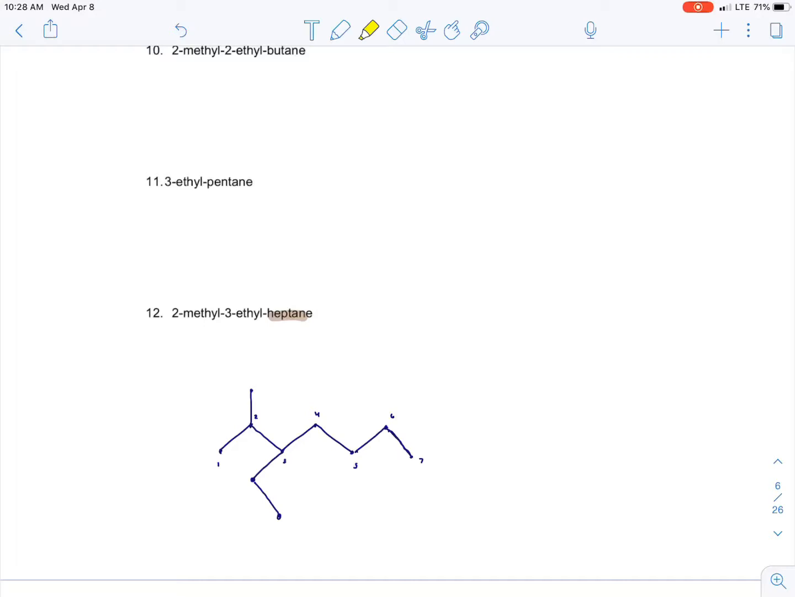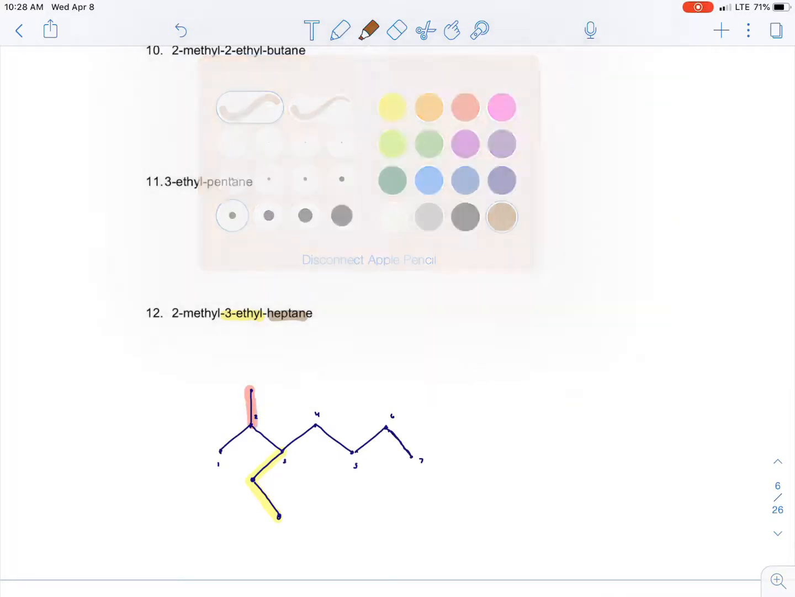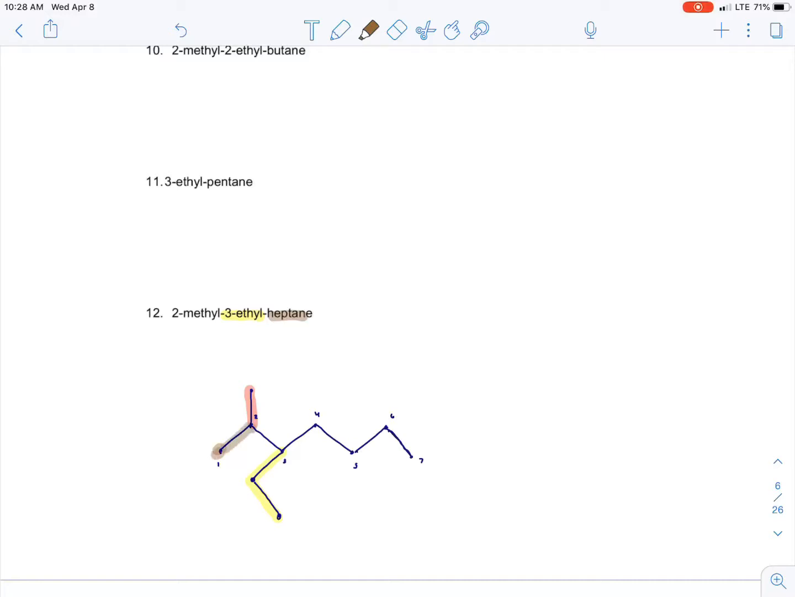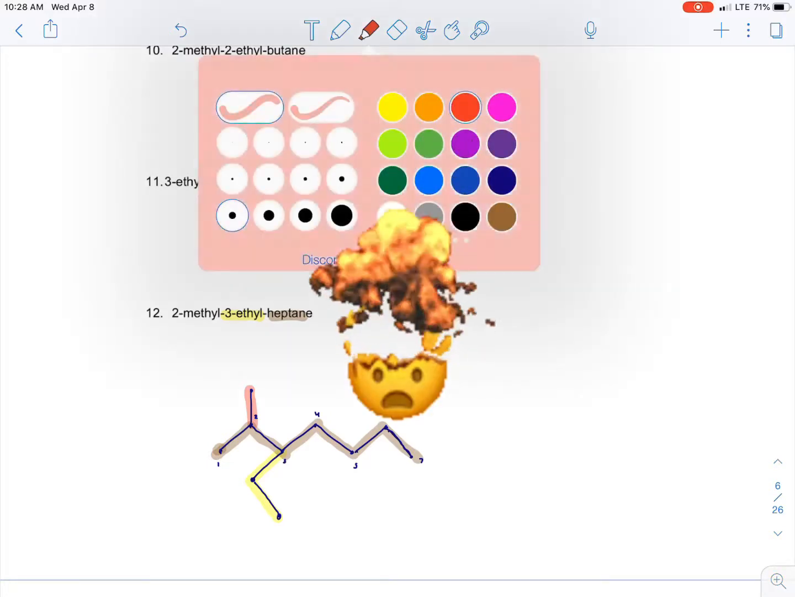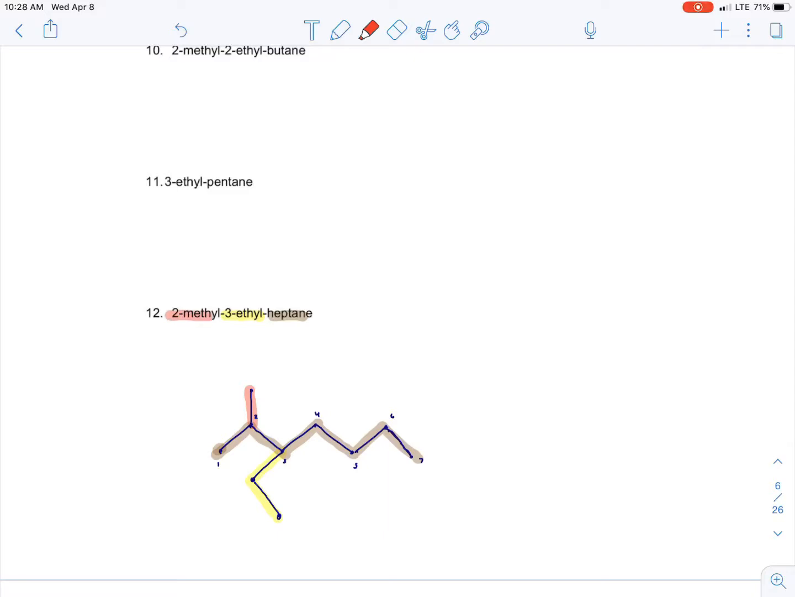Now I'm going to color code this because that's what I do, right? So here's our 3-ethyl, right? There was my 2-methyl, and then that beautiful brown. 1, 2, 3, 4, 5, 6. And voila, you got yourself a much cooler looking compound, and it's a lot faster to draw. So keep that in mind.